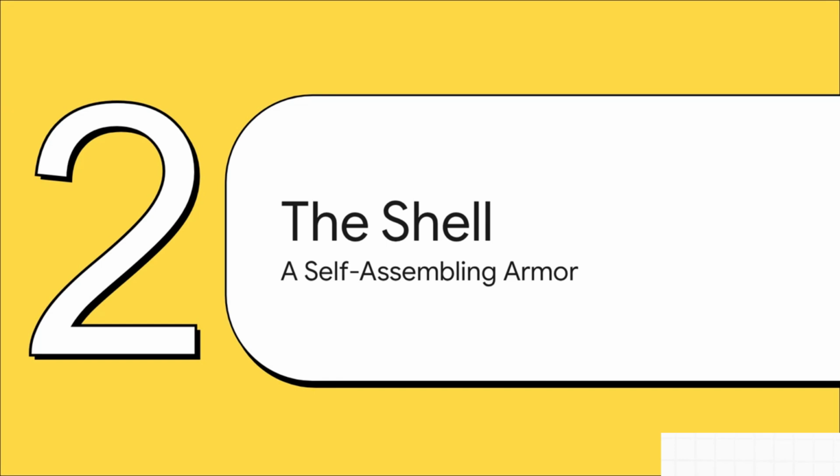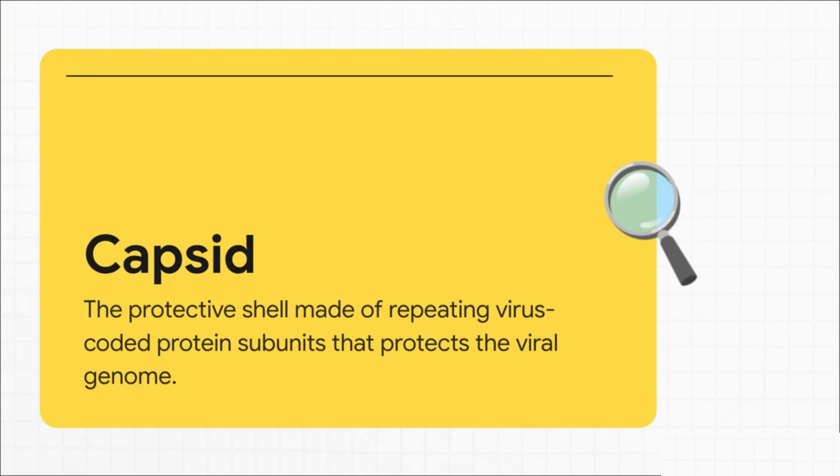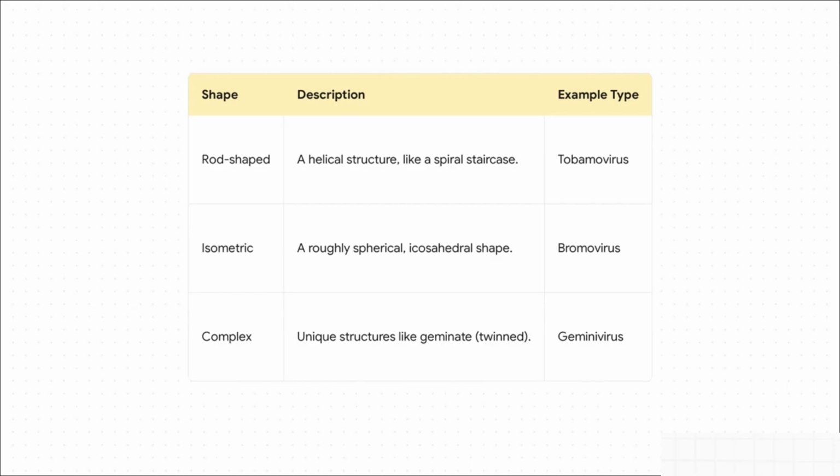So let's move one layer out to the shell. And you can really think of this as a custom-built, self-assembling suit of armor. This shell is called the capsid, and it's made up of tons and tons of identical protein subunits. But here's the brilliant part. These little protein pieces are designed to just snap together, all on their own. They automatically form this perfect container around the genetic code, like a bunch of magnetic Legos. No assembly line required.